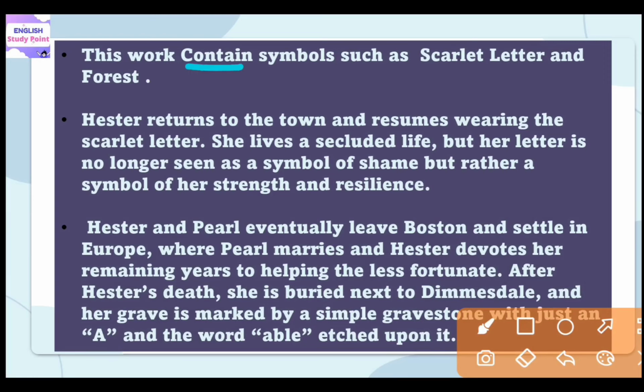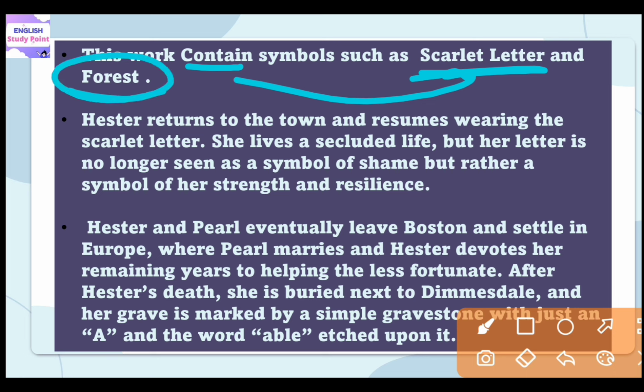This work contains important symbols such as the scarlet letter. The scarlet letter becomes a symbol of shame and isolation from society and also a mark of defiance and individuality. And another symbol that we notice in this work that keeps on recurring again and again is the forest, which represents freedom and the escape from society's constraints.